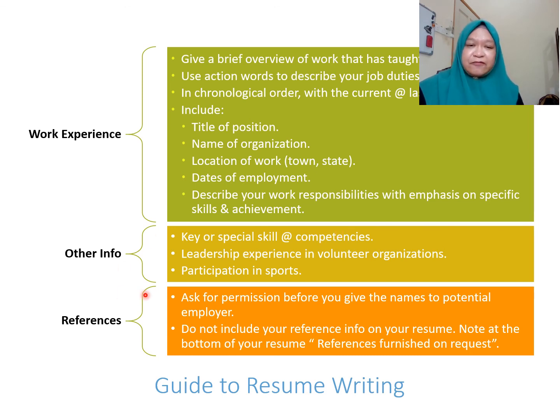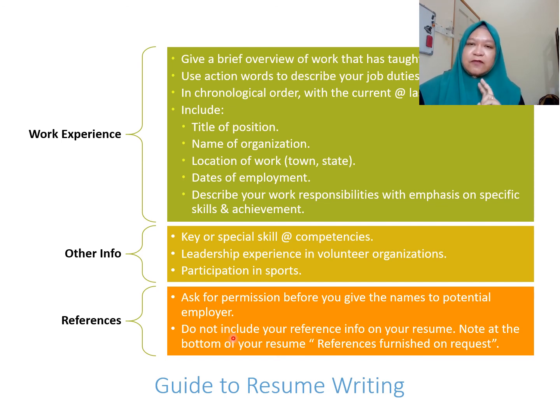Other information that you want to include may be your special skills or competencies, your leadership skills. For example, during your study time you became a leader of a certain club. Participation in sports, yes, you want to highlight all your co-curricular activities that you think are important. You want to stress them, so you can put them here. And also references. What are references? Sometimes the employer might want to check whether all the information included in the resume is correct or not, so they will call the references that you list here.